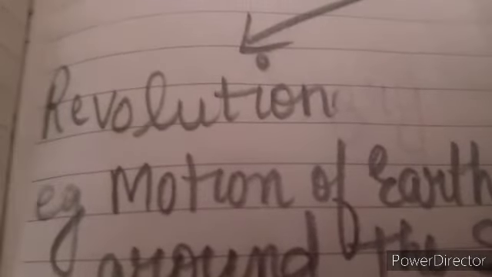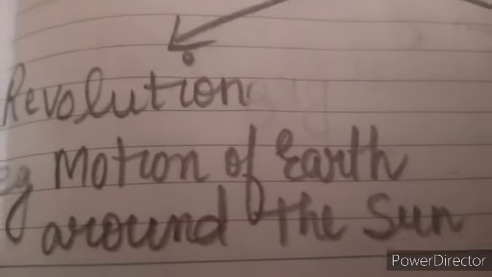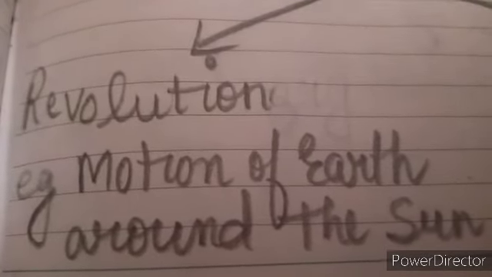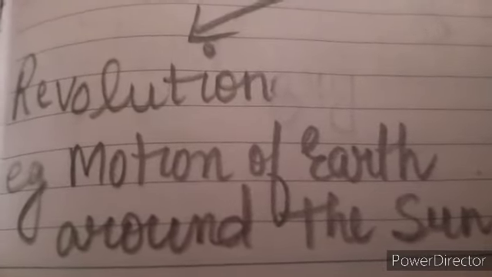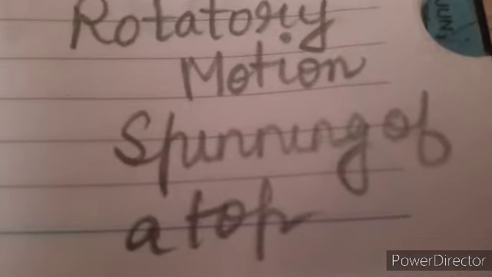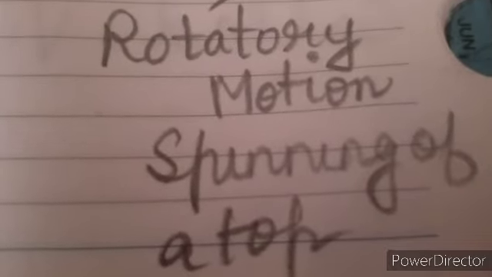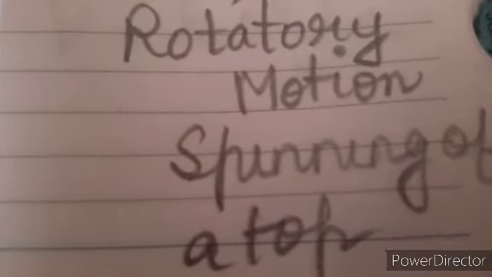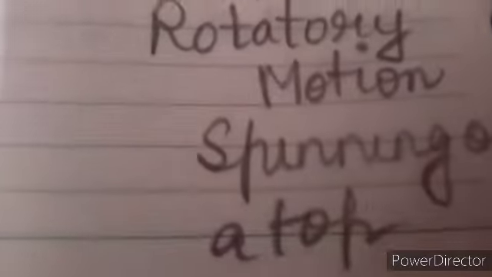Now come to revolution. What is revolution? If an object moves around another body along a circular path, then the motion of the object is called revolution. And what is rotatory motion? It is defined as: if the motion of an object is along its own axis, then the motion of the object is called rotatory motion. For example, motion of the earth around its axis, spinning of a top.